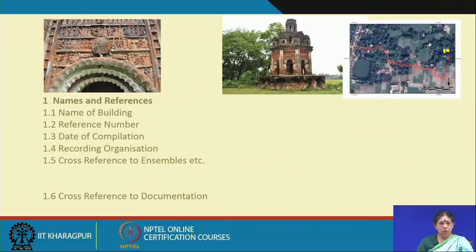I am following a format which is generally given by INTACH, the Indian National Trust for Art and Cultural Heritage, along with some other modifications. As you can see, some photographs or images of the structure are there, and this shows a detail, a terracotta thing, and also the location. So, this is the format. Name and reference is the first category, and under that there is the basic information which has to be put as input to that format.